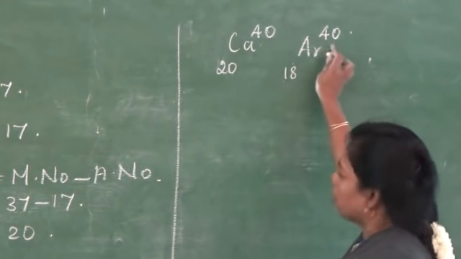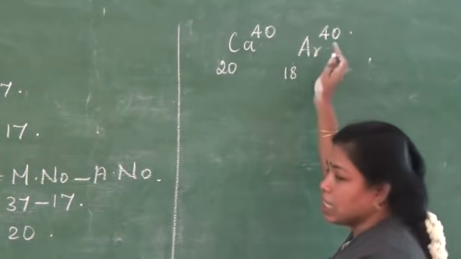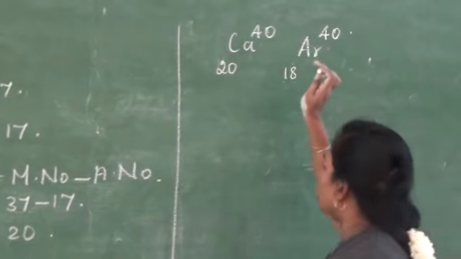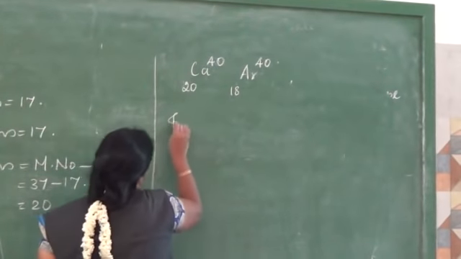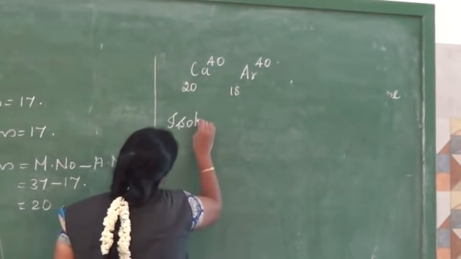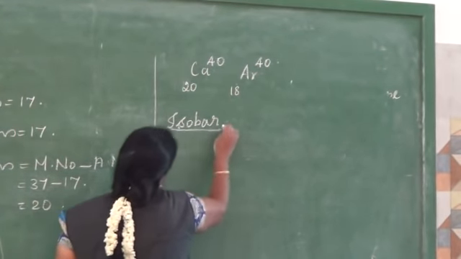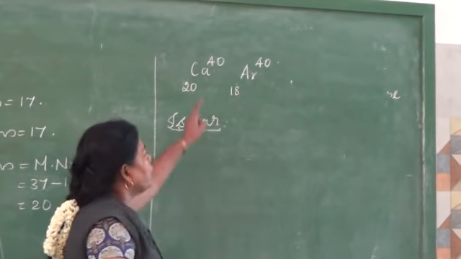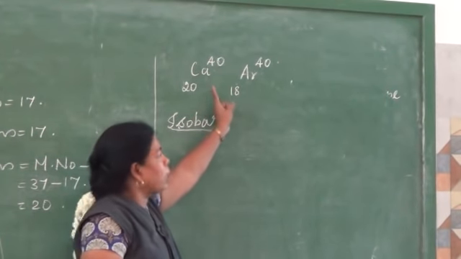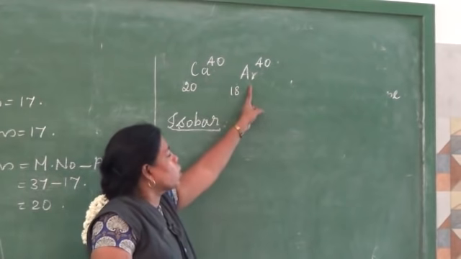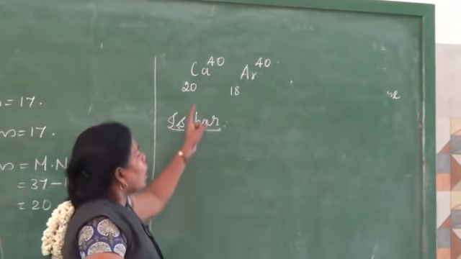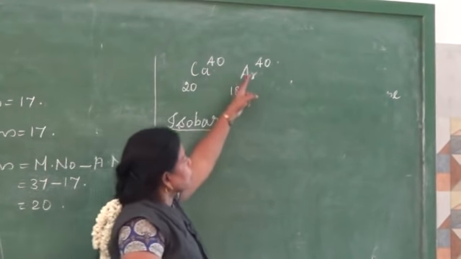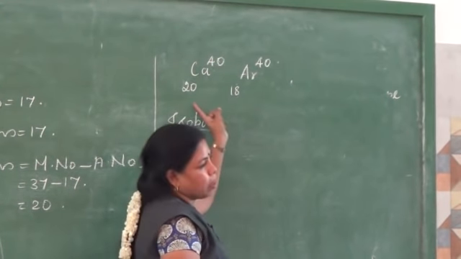And look at the mass number. The mass number is the same. So how do we define isobars? Isobars are atoms of different elements. This is a calcium atom, this is an argon atom. So atoms of different elements having the same mass number but different atomic number.